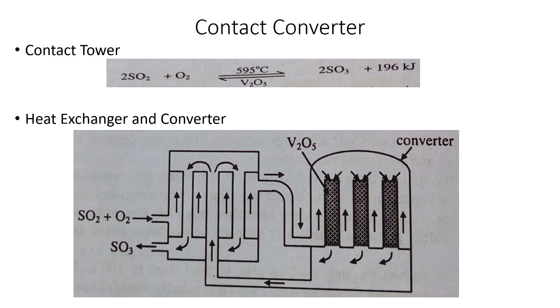Nowadays, to use this heat energy again and again, they use two converters. First, the gases are passed through one converter at 595 degrees Celsius, where the rate of oxidation is about 80%, meaning 80% conversion is done in the first converter. Then the gases coming out are sent through another converter. In the second converter, the process is carried out at 450 degrees Celsius, and here the conversion is almost complete, up to 97%. The exchange of heat takes place between the incoming gases passing upward.